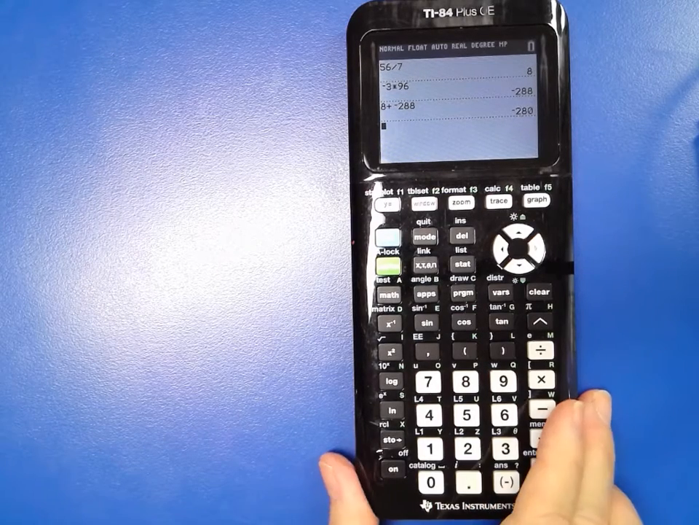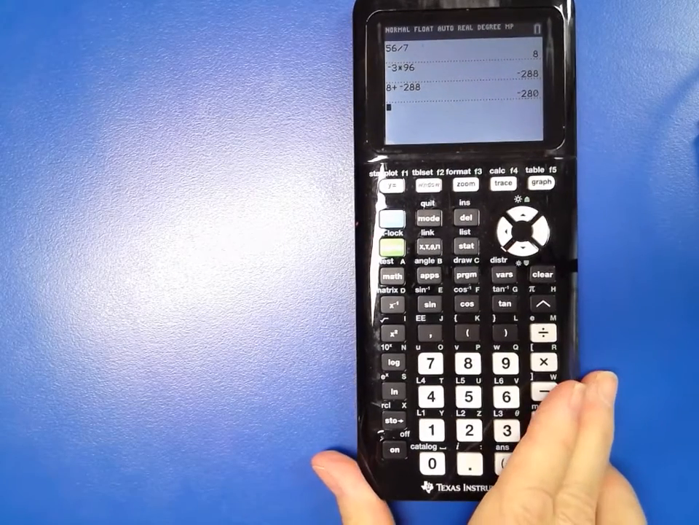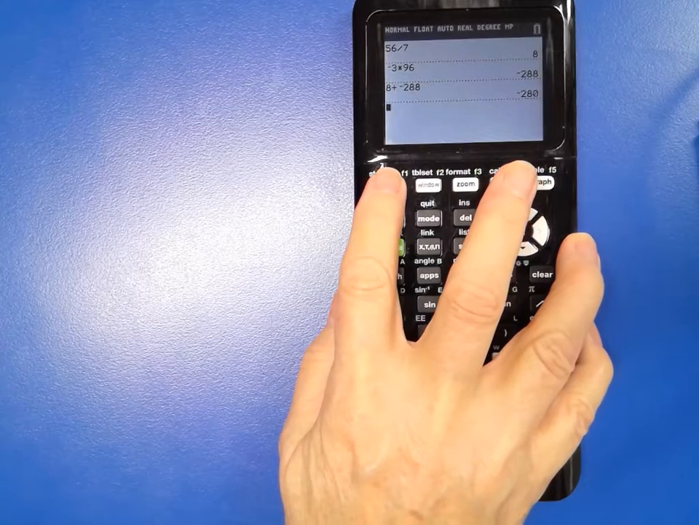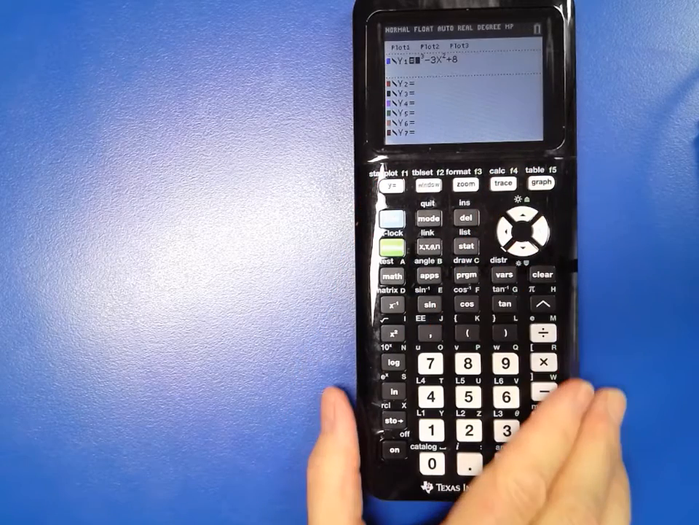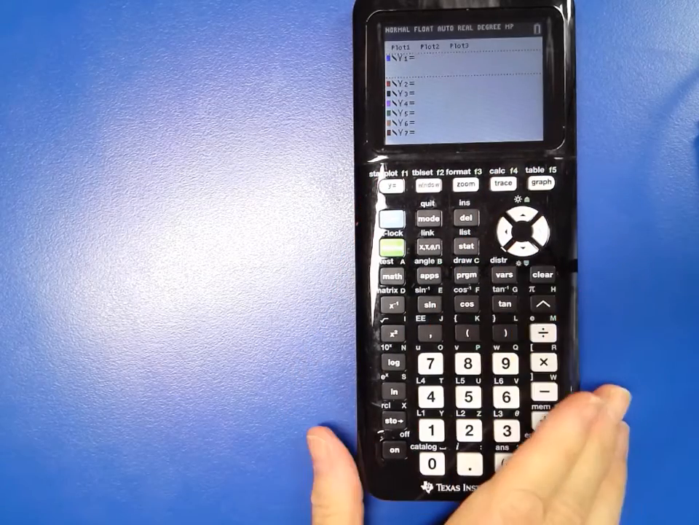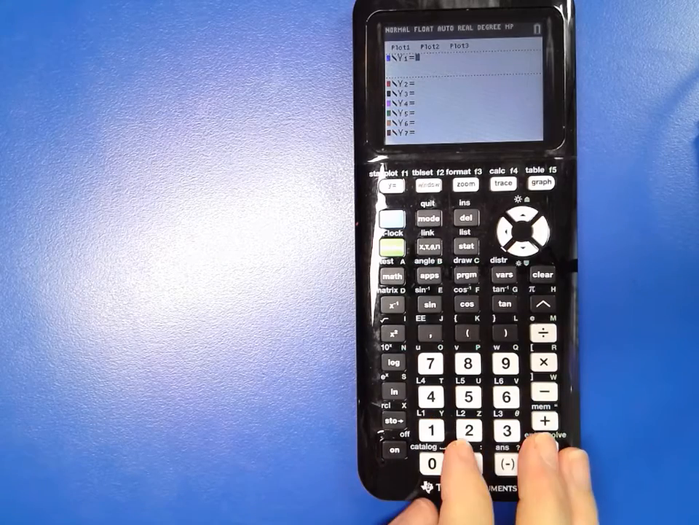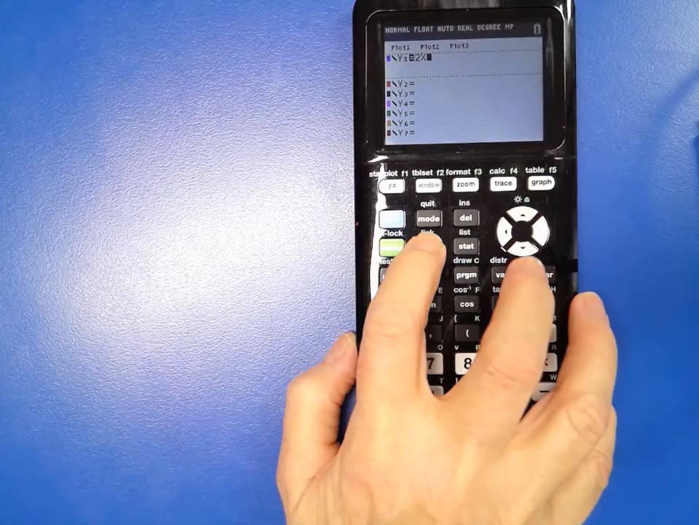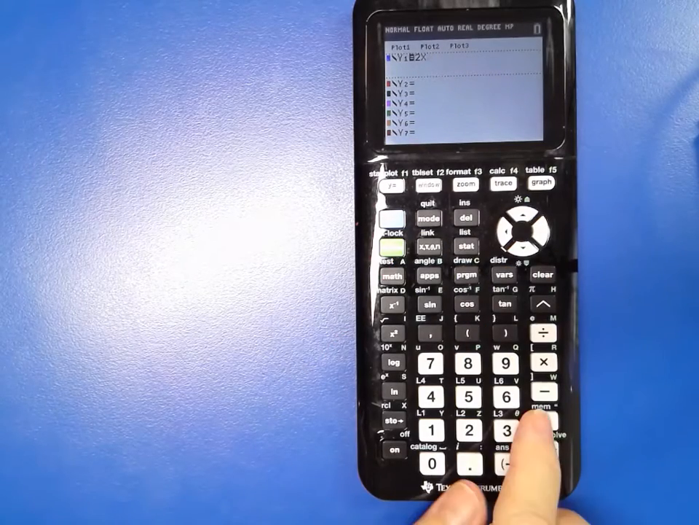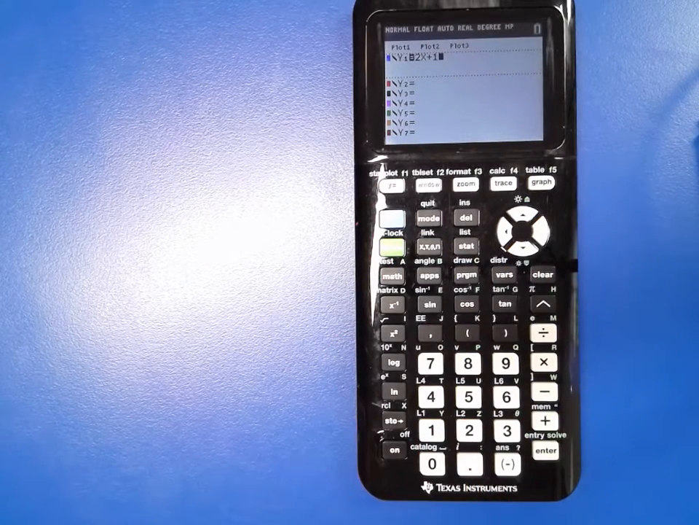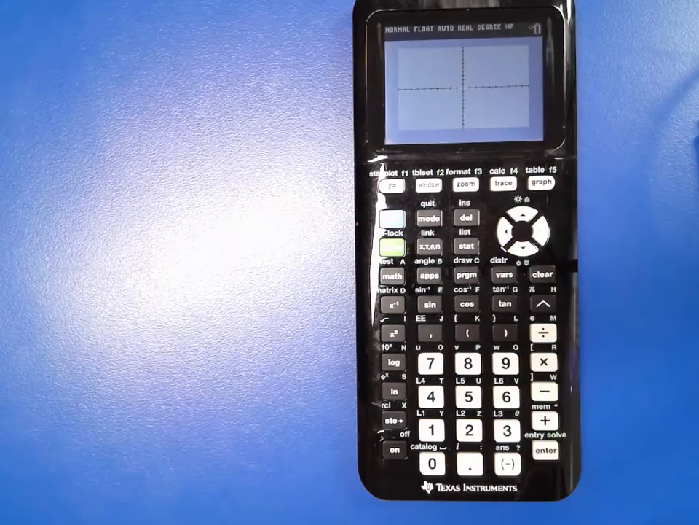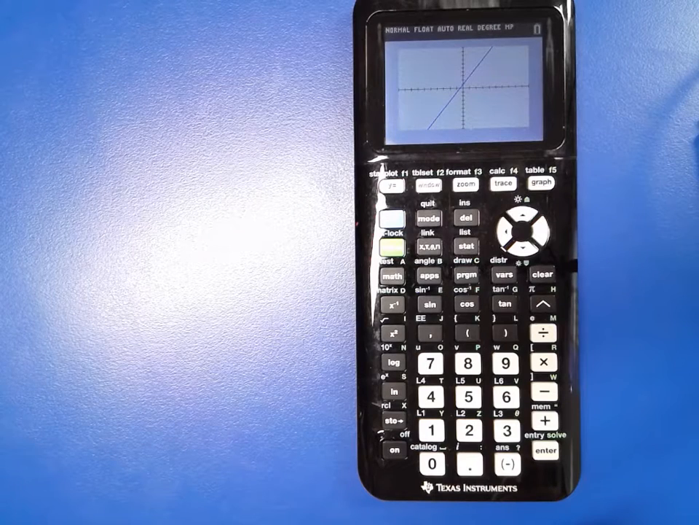All right, let's do some graphing. I know what a y equals mx plus c line looks like. Okay, that's not one of them. I know that I can put 2, this is the x, where it says X,T,theta,n, that's the x, 2x plus 1. Okay? And if I hit graph up here, it should graph it for me. Yay! It graphs the line.